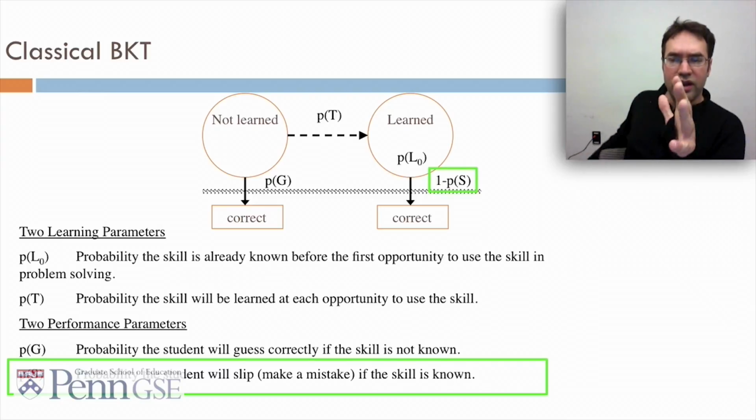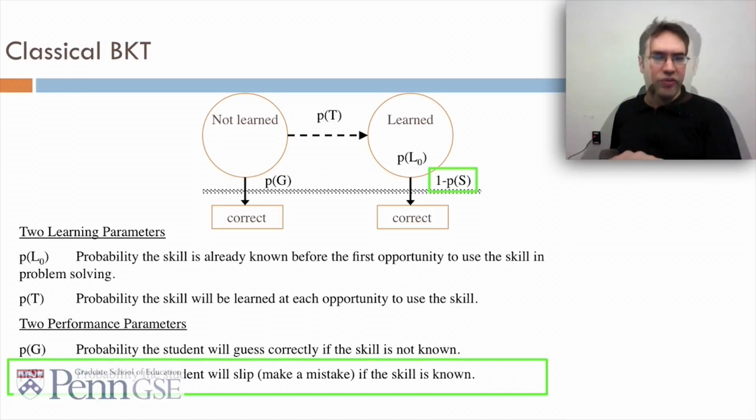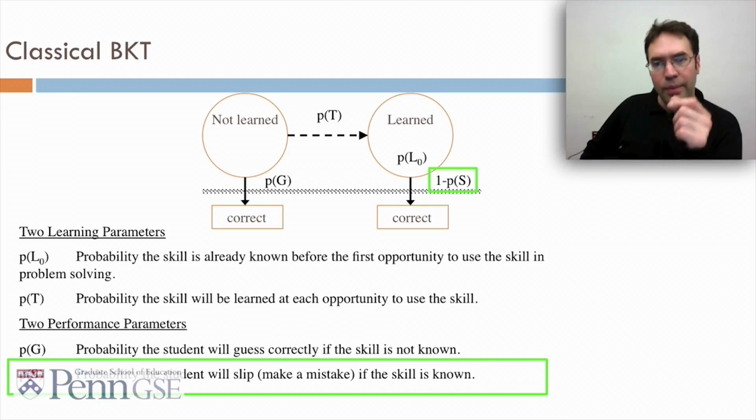Now notice that the probability of correct, given that you know it, is 1 minus P of S. In other words, if there's a 20% chance that you'll slip, then there's an 80% chance you'll get it right if you know it.